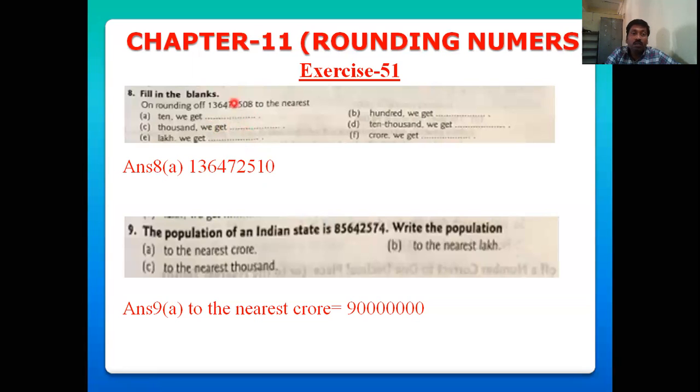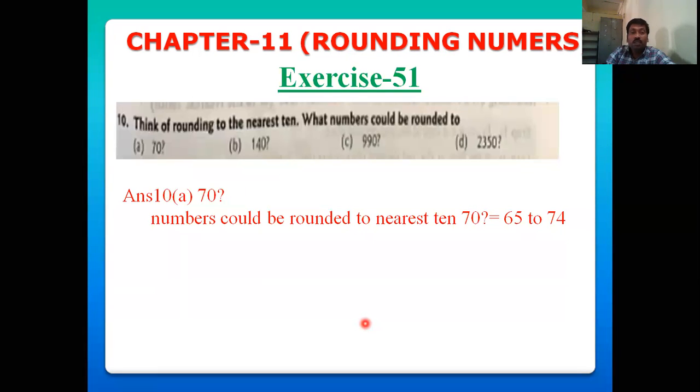Okay, understood, boys? Now the population of an Indian state is given. Write the population to the nearest crore. So for the nearest crore, count ones, tens, hundred, thousand, 10,000, lakh, 10 lakh, and the crore. In this way we can solve to the nearest crore.